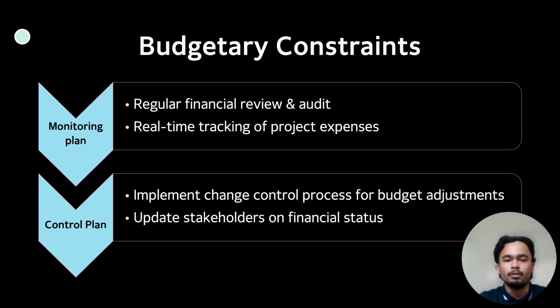Then next is for budgetary constraints. For the monitoring plan, conduct regular financial review and audit to ensure that the expenses shall not exceed the budget, and then conduct real-time tracking of the project expenses. So the purpose is the same, to ensure that the project does not exceed the budget. And then for the control plan, implement change control process for budget adjustment, and lastly always update stakeholders on financial status.